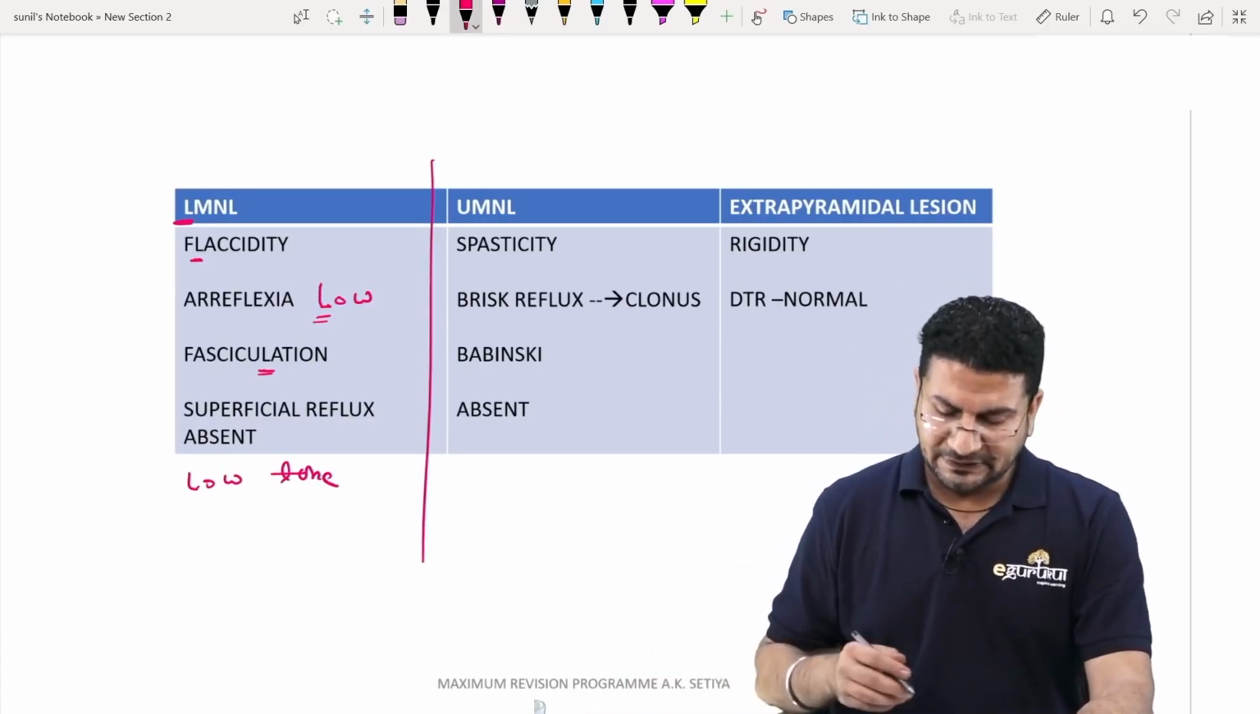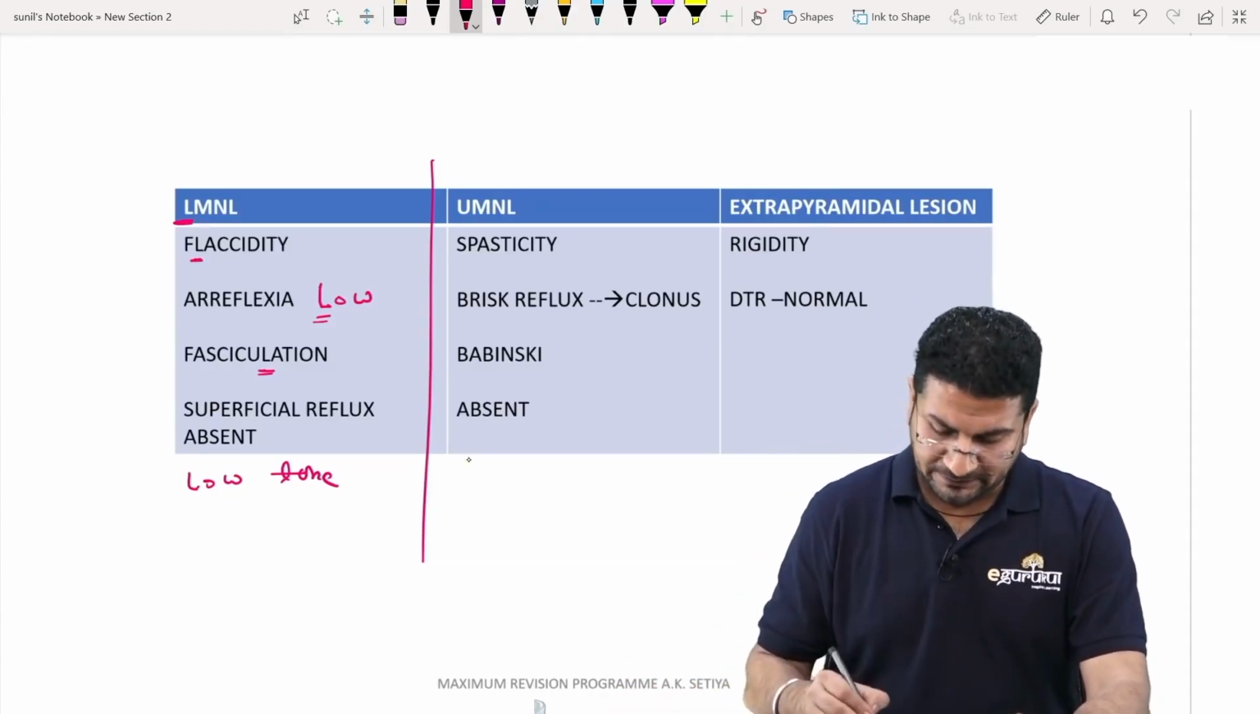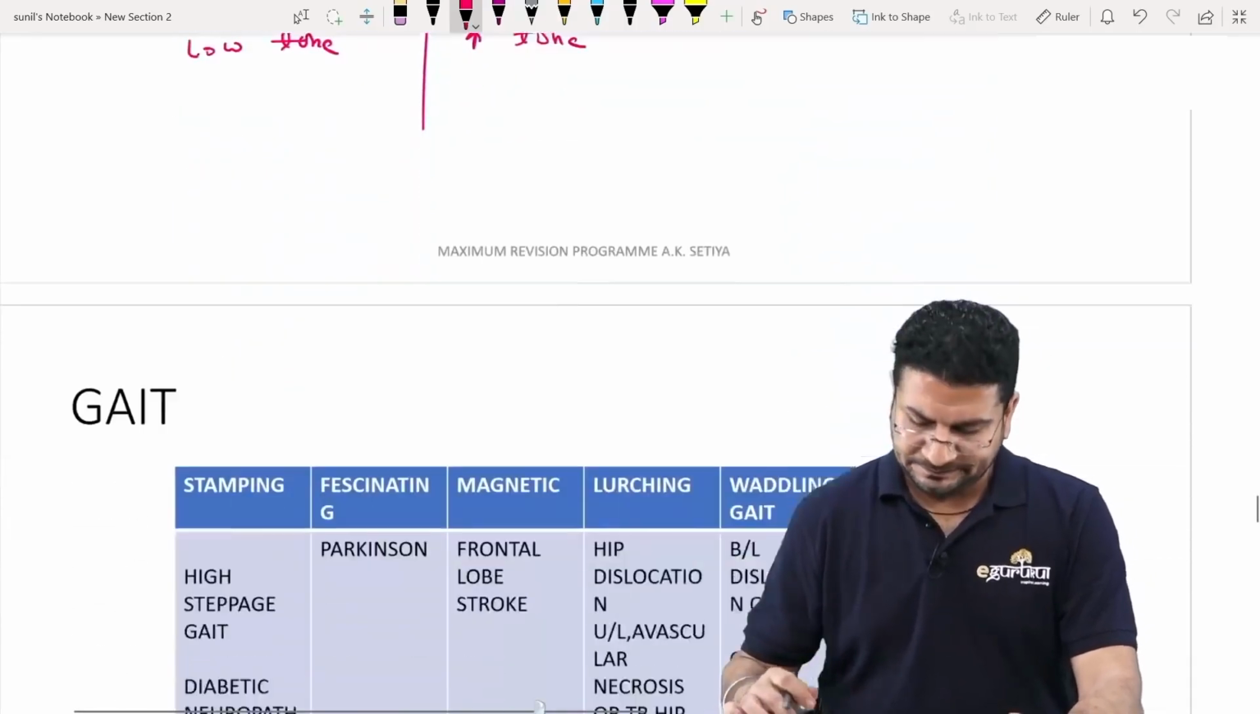If I say spasticity, brisk or exaggerated reflex, or hyperreflexia, and hypertonia, increased tone, you will see where? In upper motor neuron lesion.